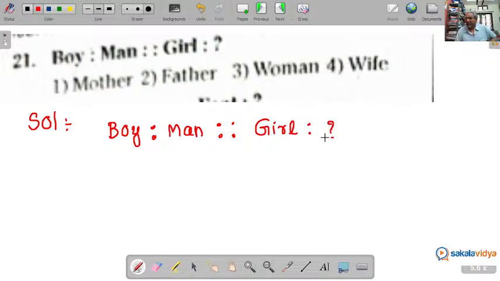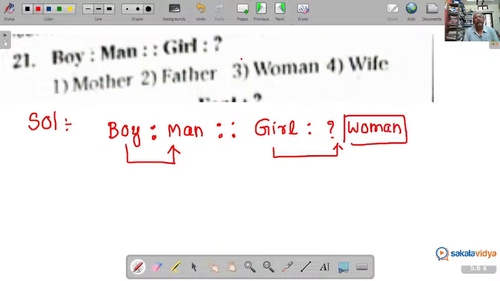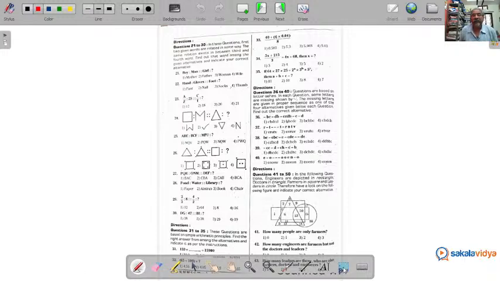So that means, my dear students, boy becomes man, the girl becomes what? So a boy, after attaining some age, is called a man. The similar pattern, girl, very simple that is. So boy is related to man, girl is related to woman. So that is woman. So the third option is the right option. Here the analogy is woman. 21st completed. 22nd.